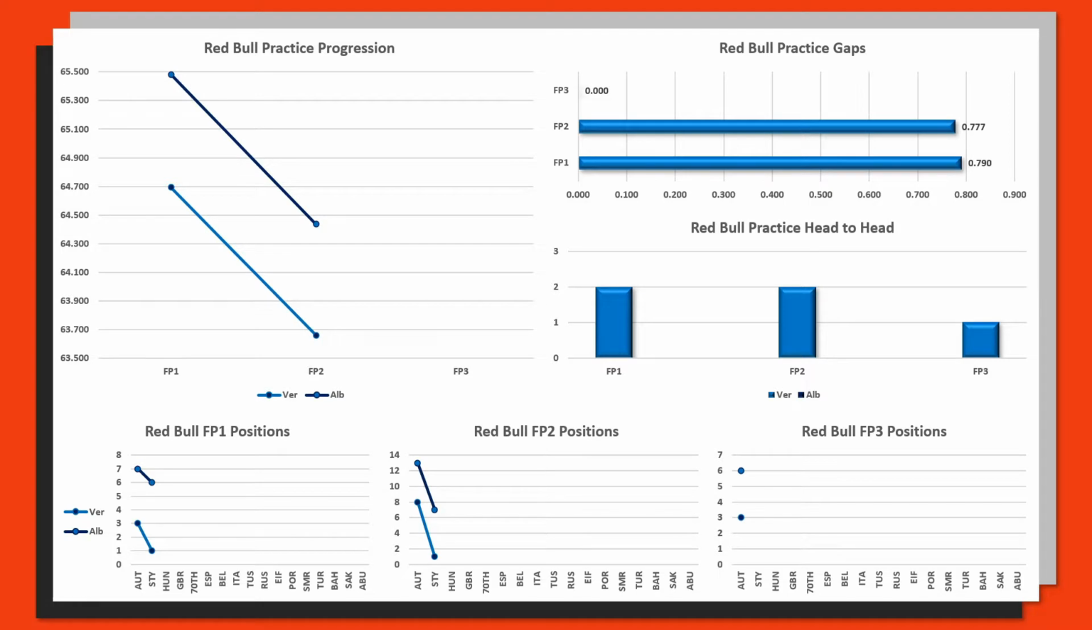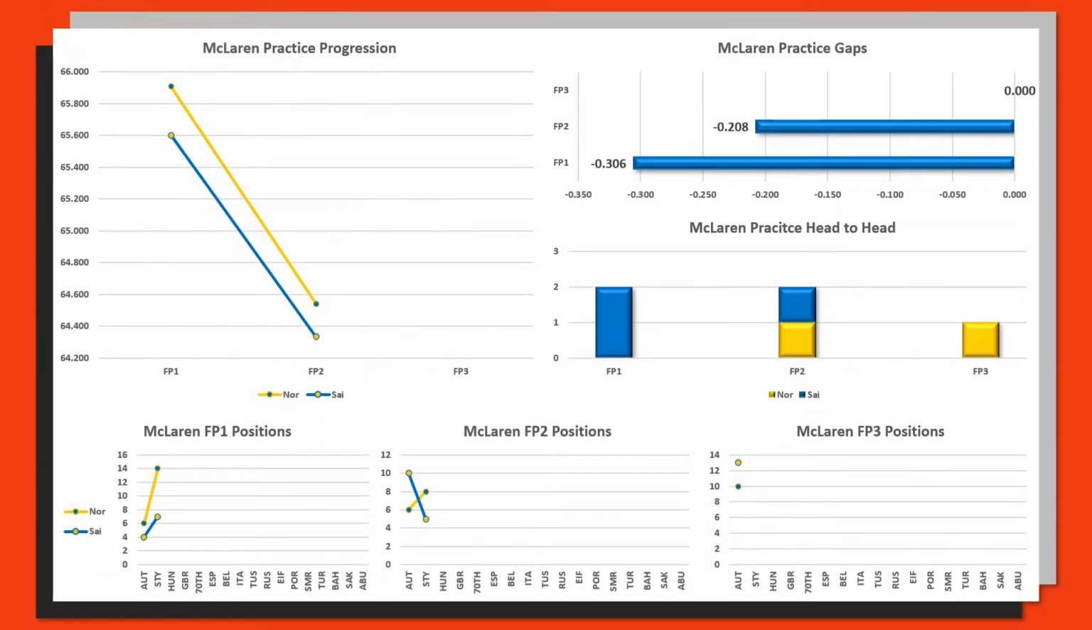And then throwing it down onto McLaren, these were a lot closer. It is 1 apiece in FP2 in the head-to-head, 1-0 to Lando Norris in FP3 and 2-0 to Carlos Sainz in practice 1, with the largest gap being just 3 tenths. They were mightily close, the McLarens through practice.